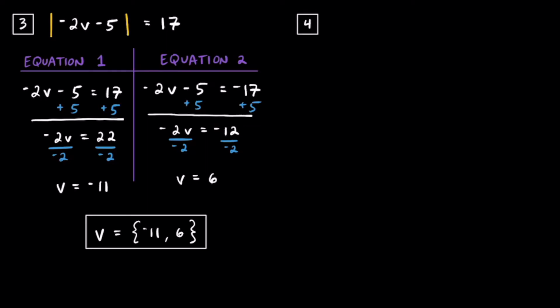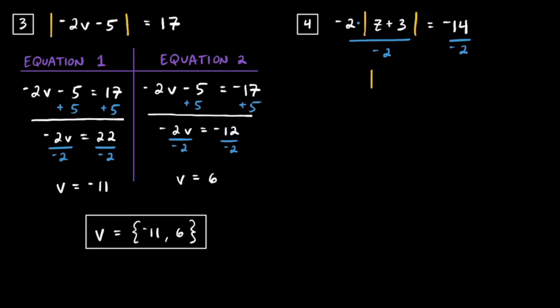For number 4, let's try the equation negative 2 times the absolute value of z plus 3, and let's say that's equal to negative 14. When we have an equation like this, don't separate into two equations just yet. Remember, we need the absolute value to be alone on one side of the equation, so we have to get rid of this negative 2 first. Since negative 2 is multiplying the absolute value of z plus 3, let's divide both sides by negative 2 using the division property of equality first.